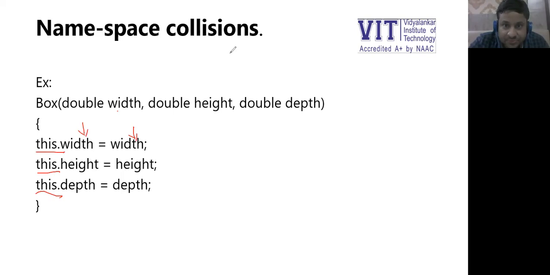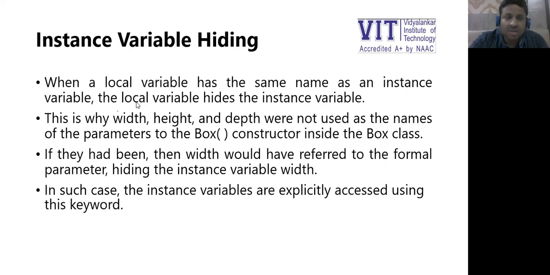Let's see. When a local variable has the same name as an instance variable, the local variable hides the instance variable. This is why width, height, and depth are not used as parameters in the Box constructor. If we had used them, then width would have referred to the local variable, so it would have hidden the instance variable. In such cases, the instance variables are explicitly accessed using the this keyword. So in such cases, it is compulsory.